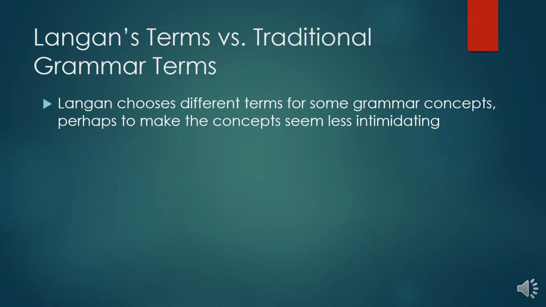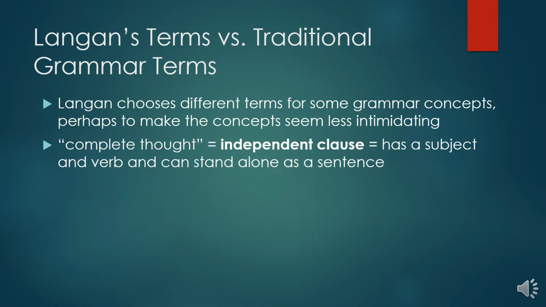He chooses different terms for some grammar concepts, probably to make the concept seem less intimidating. It's possible that Langan, the author of the textbook, felt that using grammar jargon or traditional grammar terms might seem scary or off-putting to students, and is trying to choose terms that seem less threatening. He also seems to be fond of terms that express what the grammatical concept is that's happening. For example, using joining words, just because that expresses even more what's actually happening than the traditional grammar term. So that's probably why he's choosing different words.